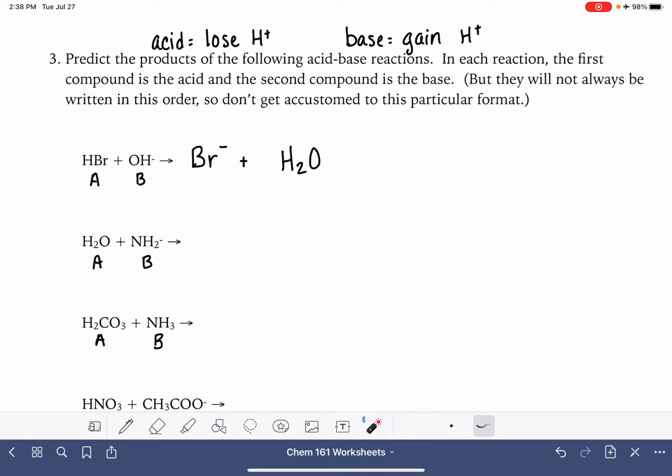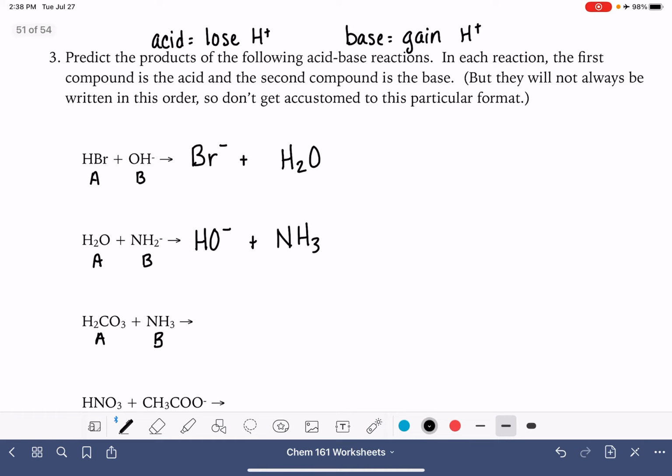One way that you can double check that you've done this correctly, obviously it should be balanced as you go through, and you should also see a balance in the charges. So if you add up the total charge on the left-hand side, that should also be adding up to the total charge on the right-hand side. Here's our next example. H2O is the acid in this reaction, so that means we're going to be losing one of those hydrogens, and we're taking it down to a -1 charge. NH2 is the base. That means we're going to be increasing the number of hydrogens from 2 to 3, and we're increasing the negative charge to neutral.